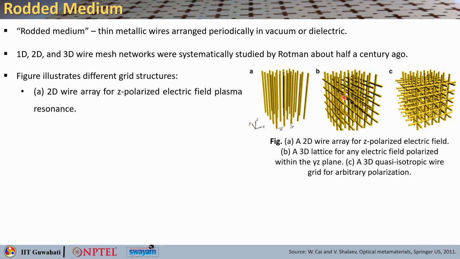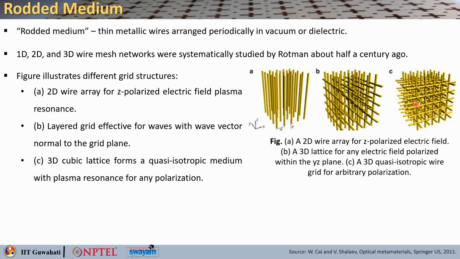So you have added this third dimension by adding these wires here, and this is a kind of periodic cubic lattice. This is when your metallic wires are forming a three-dimensional mesh. So the wire medium becomes quasi-isotropic, and it can exhibit a plasma resonance for any arbitrary polarization angle. So this is where things become interesting.